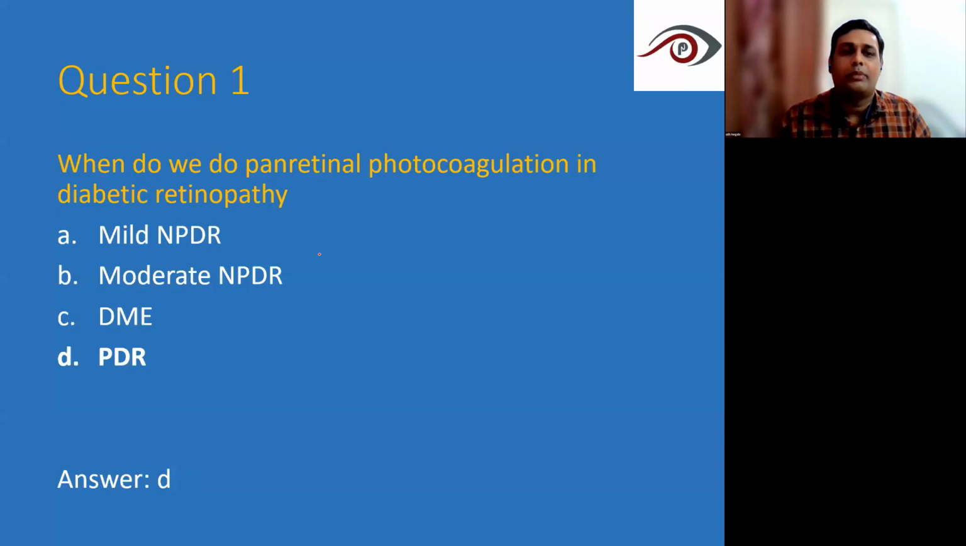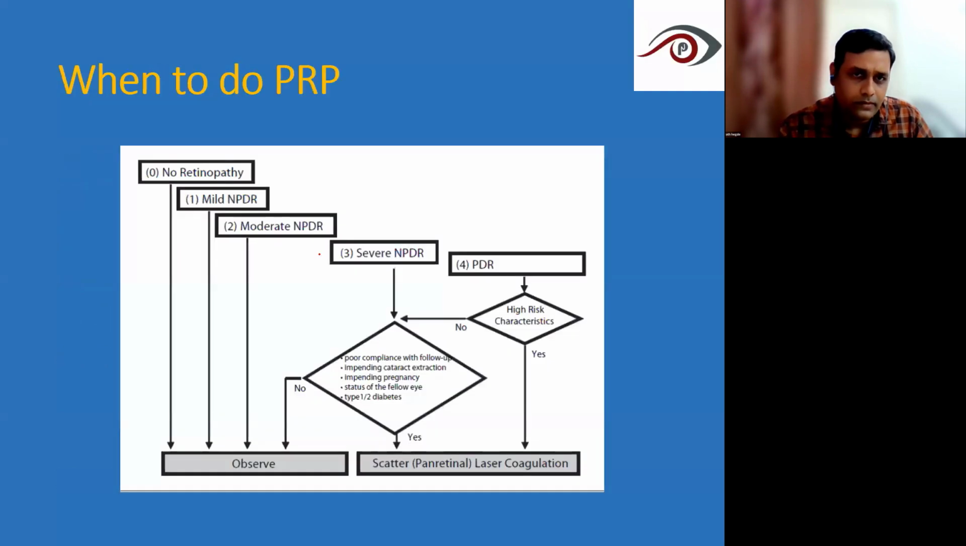Diabetic retinopathy goes through various stages, like mild, moderate, severe, very severe. And when new blood vessels develop, we call it proliferative diabetic retinopathy. When I tell you the mechanism of this laser, then you'll understand why we do it in PDR cases. So we do it especially in the case of PDR.